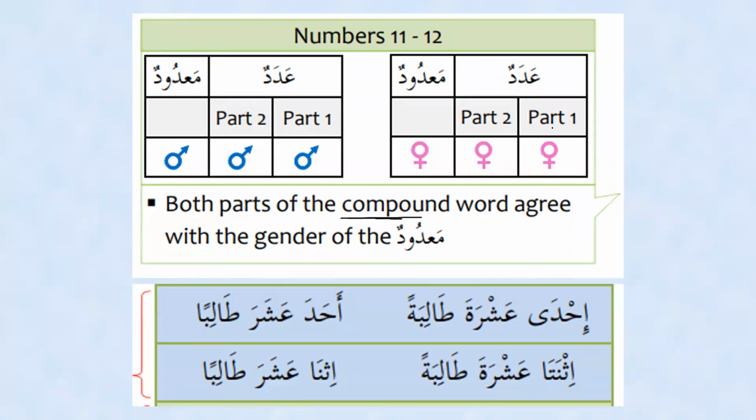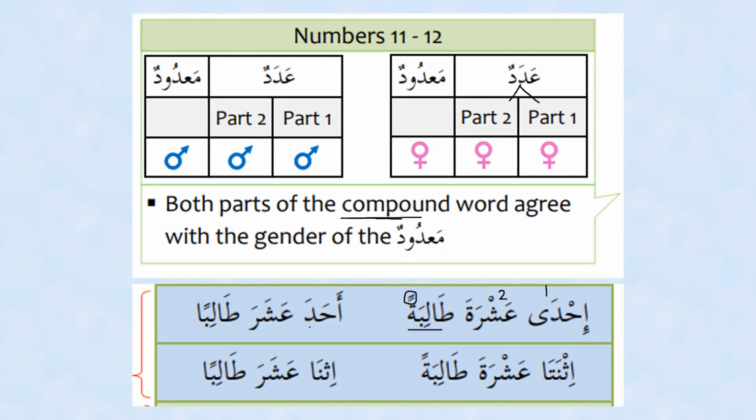For example, as we can see here, adad will always consist of 2 parts, part 1 and part 2. So for example, we say ihda, this is part 1. Ashrata is part 2, so 11. We want to say 11 female students, so we will say ihda ashrata talibatan. And please remember that from 11 to 99, the ma'dud or the tamyiz will be singular and it will be mansub.